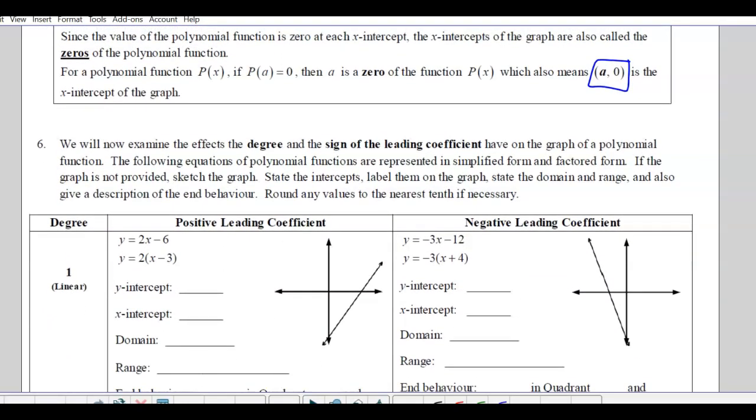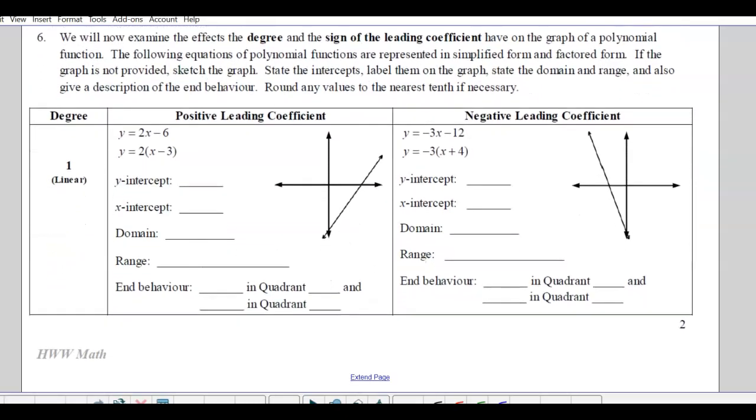Okay, so now we'll examine the effects of the degree and the sign of leading coefficient on a polynomial function. The following equations are represented in simplified and factored form. If the graph isn't provided, sketch a graph, state the intercepts, label them on the graph, domain, range, description of the end behavior. And then if we need to, round values to the nearest 10. Okay, so these are linear, simplified and factored.